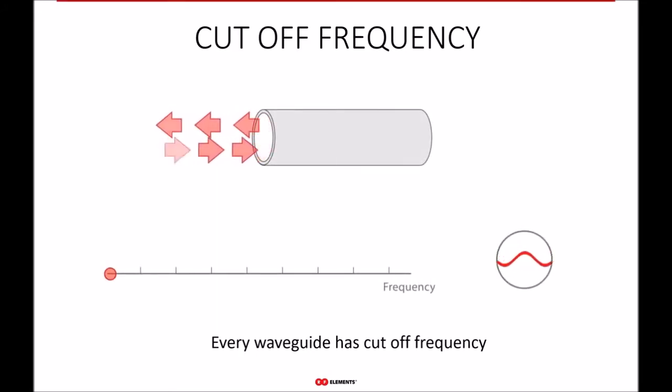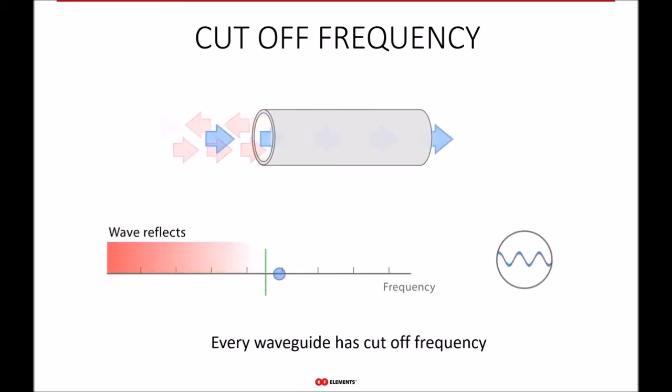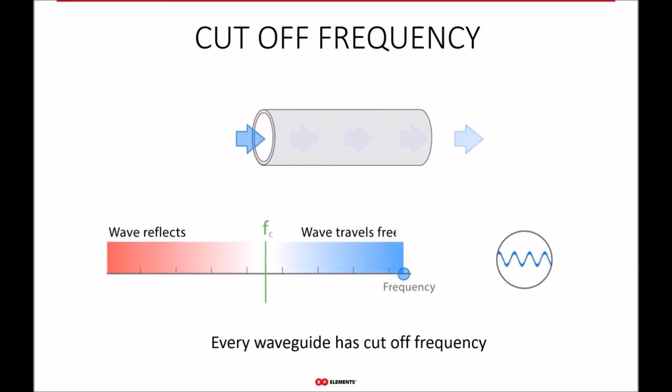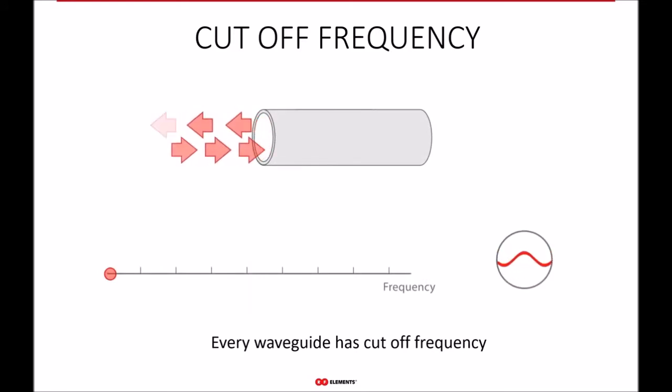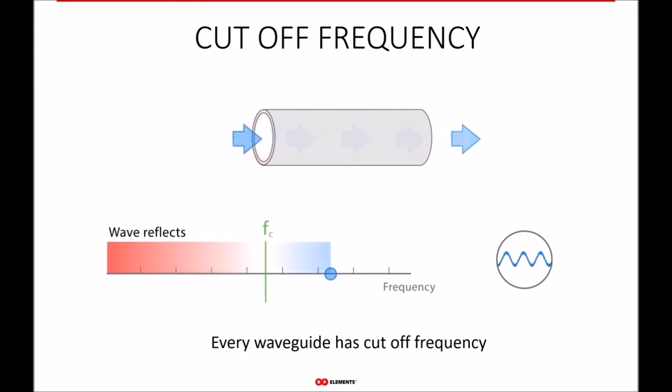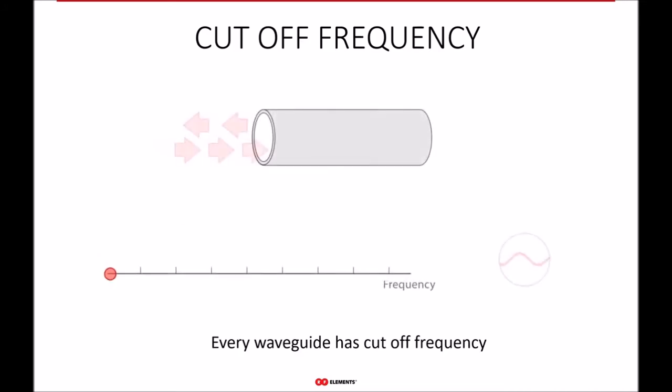And below this frequency, no signal can travel through the waveguide, and whatever is brought to its gate will be reflected back to the radio or whatever the source is feeding the waveguide. Above the cutoff frequency, the signal travels freely. So effectively, you can look at waveguide as a sort of a high-pass filter. Below the cutoff frequency, nothing goes through, and above it, the signal travels freely.